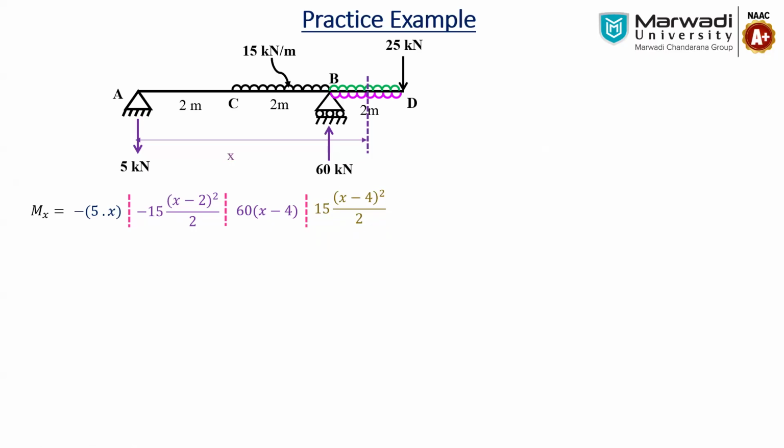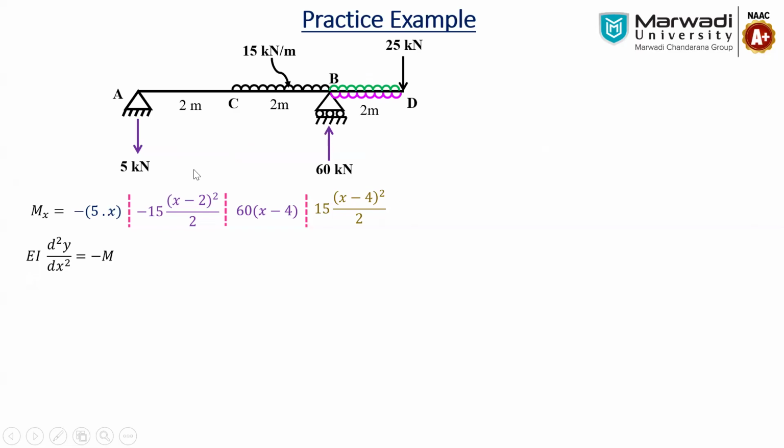So there is only this much difference that you have to remember: the UDL must always be completed up to the right hand side point. If it is not completed, then you have to add that much UDL and deduct that much UDL. The remaining steps, if you see, are the same.